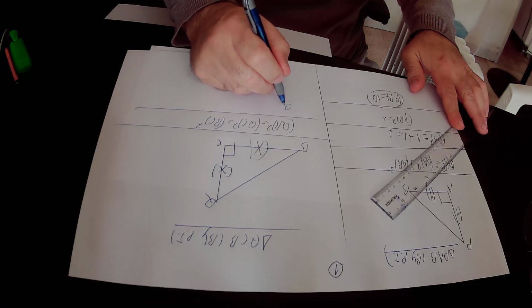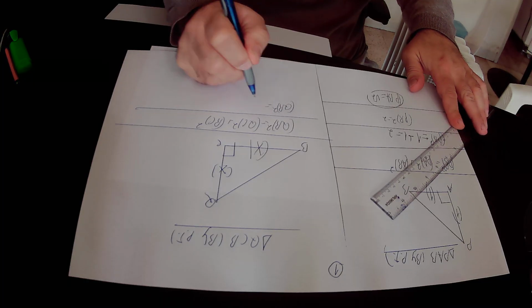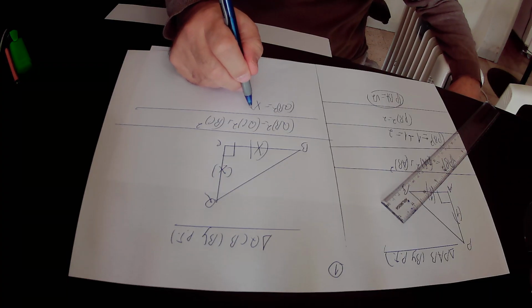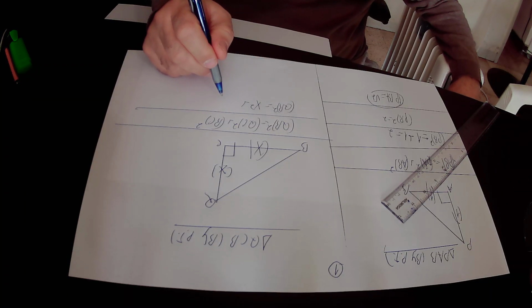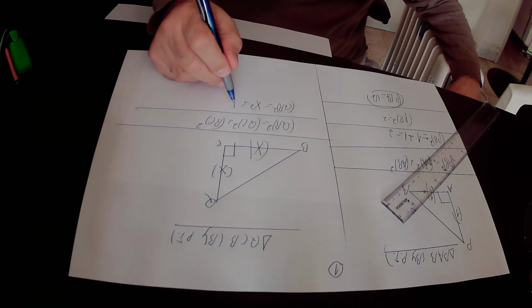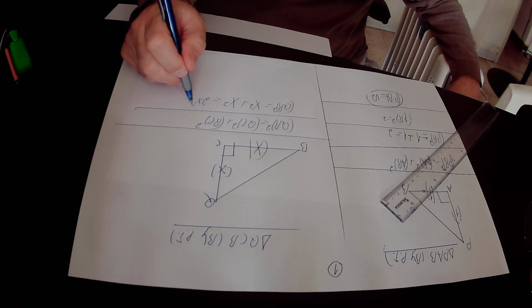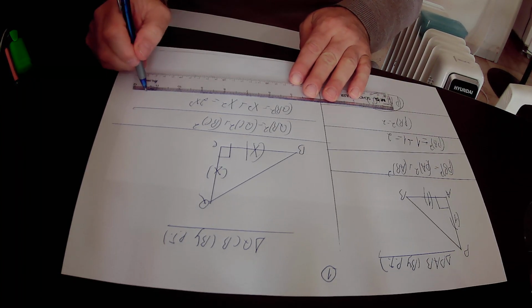So QB square equals QC square. QC is x, therefore QC square is x square, plus BC square. BC is x, therefore BC square is x square. So in total QB square equals x square plus x square, that is 2x square. So QB square equals 2x square.